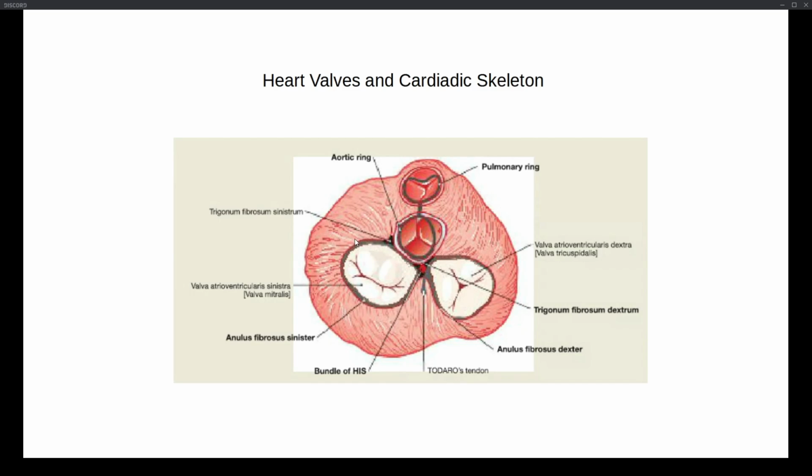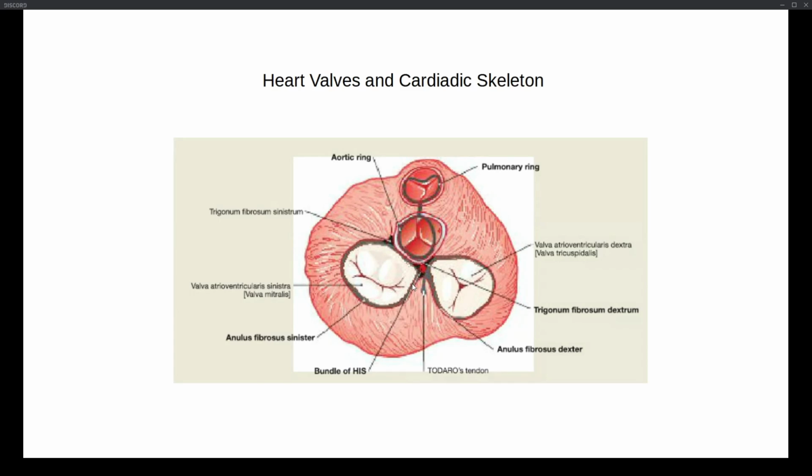And if you go a little bit farther away, around here or here, it's more made out of fatty tissue, also called fibroadipose tissue. And this would be to prevent the innervation passing through these little areas over here. It's also called the annulus fibrosus dexter and sinister.